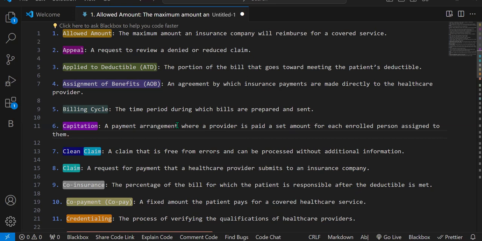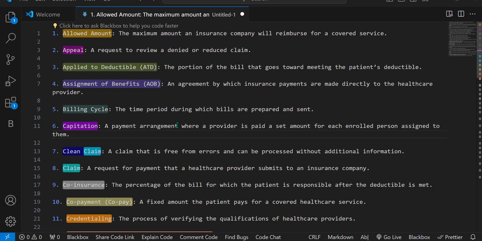In the claim form, in block 32 or 33, there will be a block where the patient will sign. This is my sign that whenever I go to the hospital and take treatment, you can directly give payments to the doctor by the insurance company. That is called assignment of benefits, an agreement by which insurance payments are made directly to the healthcare provider. Who is making the agreement? The patient, because the patient is the one taking the insurance card from the insurance company, so he is the person who has to sign the agreement.